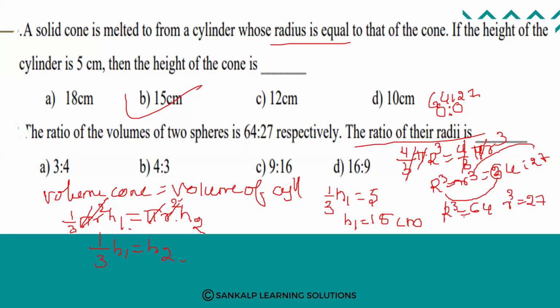Now, R cube is equal to 64 means R is equal to the cube root of 64 and here r is equal to the cube root of 27. So, the cube root of 64 is 4, R value is 4 and small r value is 3, right? So, 4 is to 3. So, the radii are in the ratio 4 is to 3.